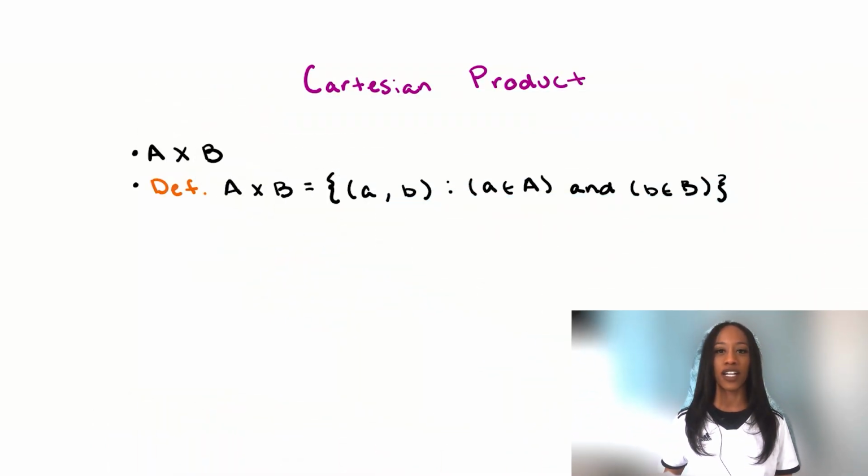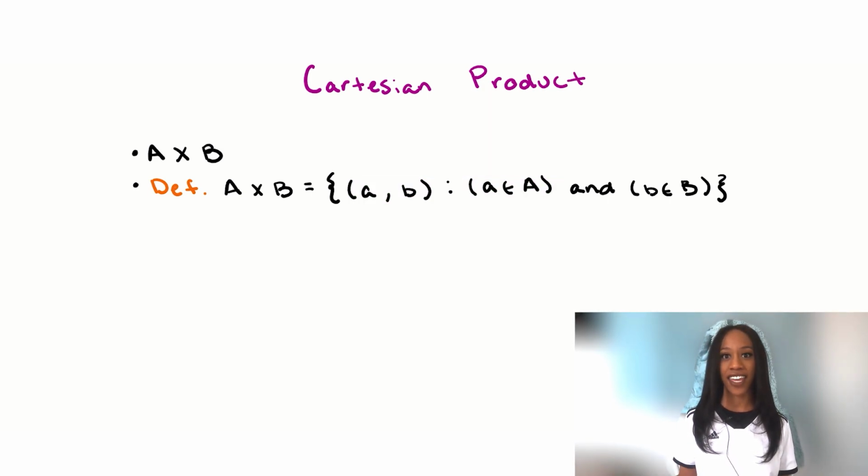The Cartesian product is notated as A cross B, and the definition of the Cartesian product is: A cross B equals the set of all ordered pairs (a, b), where there exists an element a in the set A and an element b in the set B. So let's go ahead and look at our first example to better understand this definition.